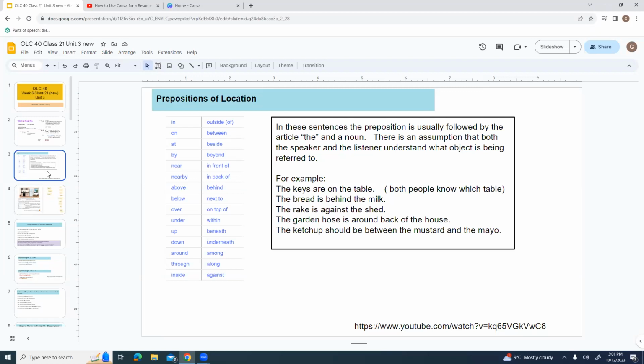So, for example, the keys are on the table. The bread is behind the milk. The rake is against the shed. The garden hose is around the back of the house.